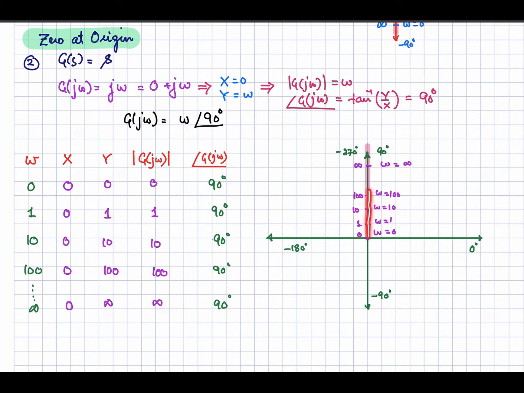So all the points will lie on the positive imaginary axis, because you can see the imaginary part of the sinusoidal transfer function is positive. So when the frequency is 0, y is 0, so you are sitting somewhere over here, and as the frequency increases, you will be moving towards infinity along this positive y-axis or the imaginary axis. When the frequency becomes infinity, the magnitude becomes infinity. So this is the polar plot of your 0, which is sitting at the origin.